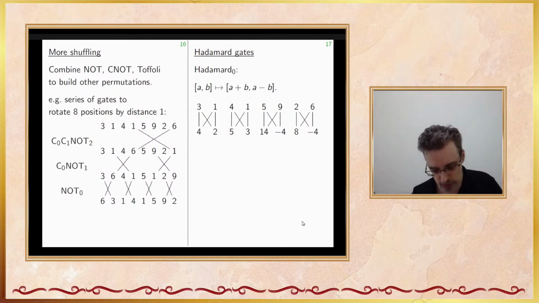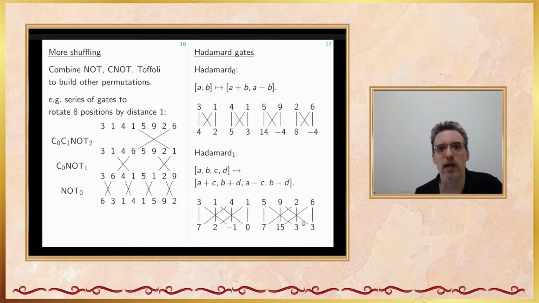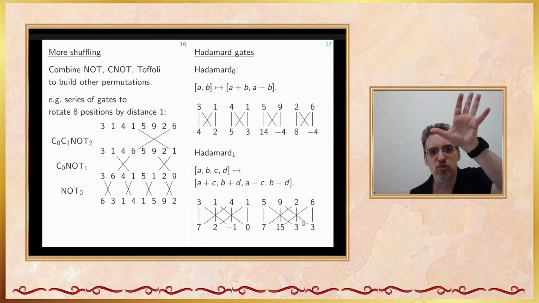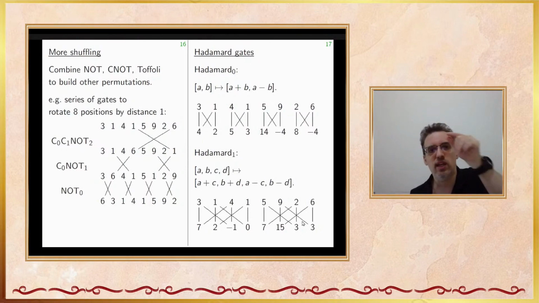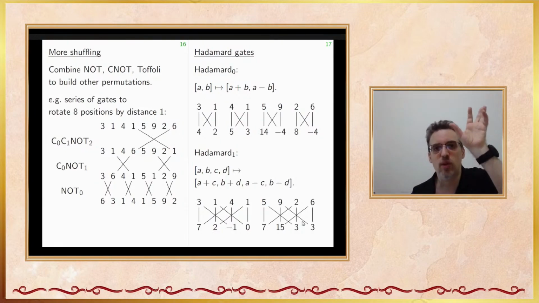Now, you can also do Hadamards at different distances. For example, Hadamard 1, that's at distance 2 in every group of 4. So instead of, like, not 1 was taking ABCD, turning it into CDAB, Hadamard, instead of just exchanging, is taking both the positions that would have been exchanged and doing add and subtract. So 3, 1, 4, 1, the 3 and 4 get added, turn into 7, 3 minus 4 is minus 1, and so on.